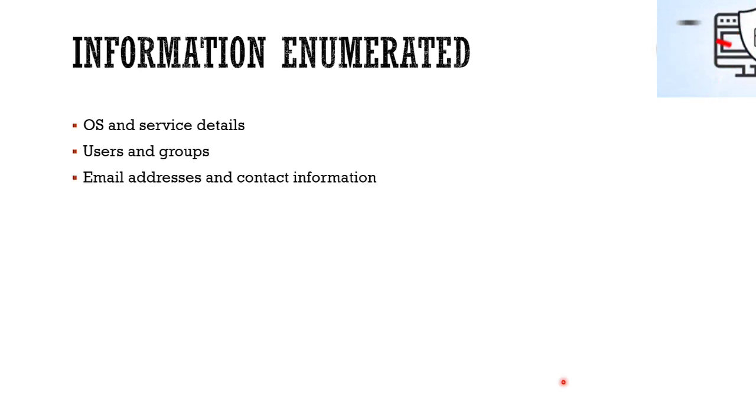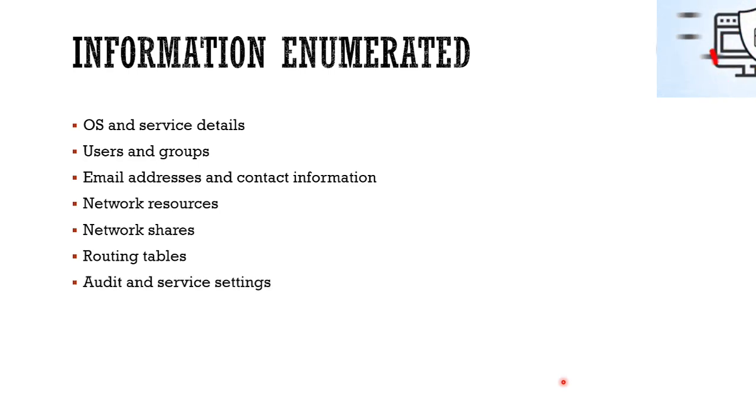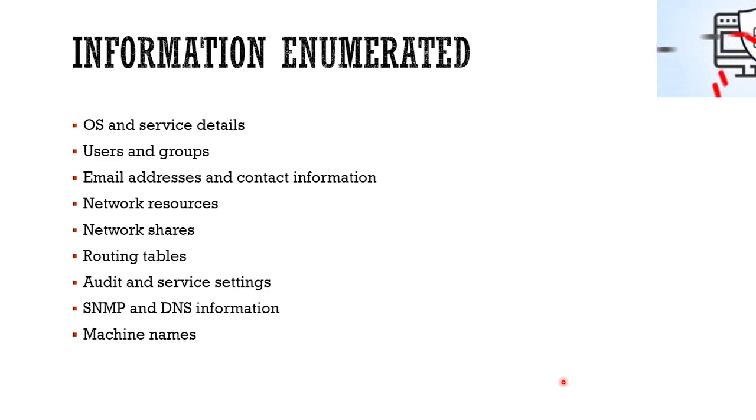What do we get out of it? Well, operating system service details, users in groups, email addresses, contact info. Yes, we get some of this through OSINT and other things, but enumeration is where we get it from the device itself. We'll get network information, network shares, network resources, route entries in a routing table, audit and service settings. We'll also get SNMP and DNS information and machine names. We can get banners from applications as they greet us.